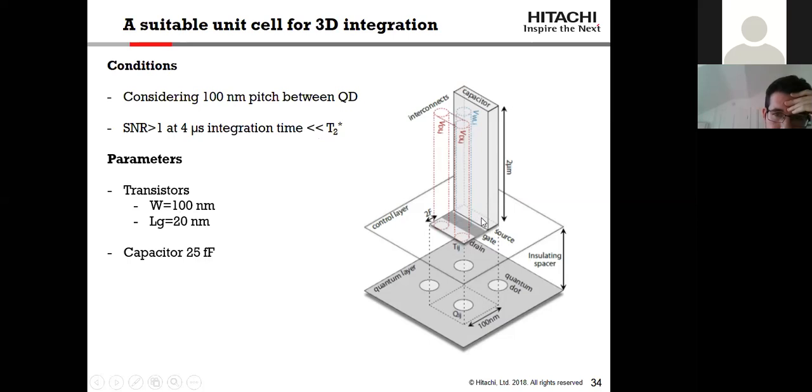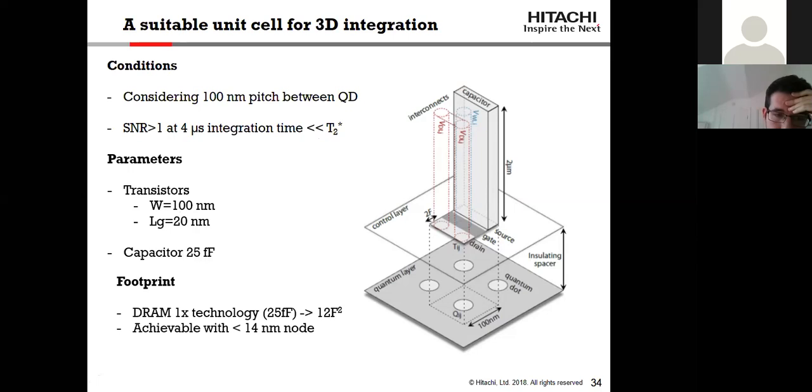And a capacitor, a 3D capacitor, 2 microns in height, but will potentially have a 25 femtofarad value for that capacitance. That can be done in DRAM 1X technology, in the 14 nanometer node that is already in commercialization.